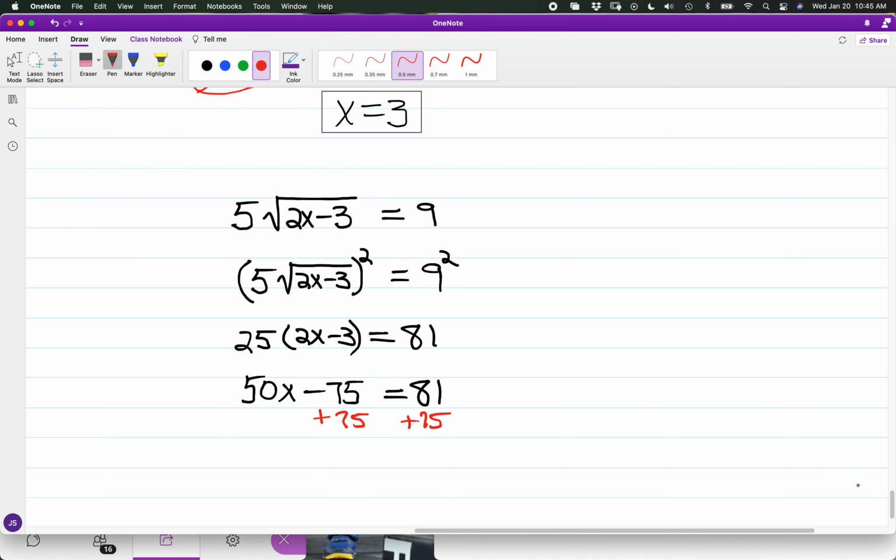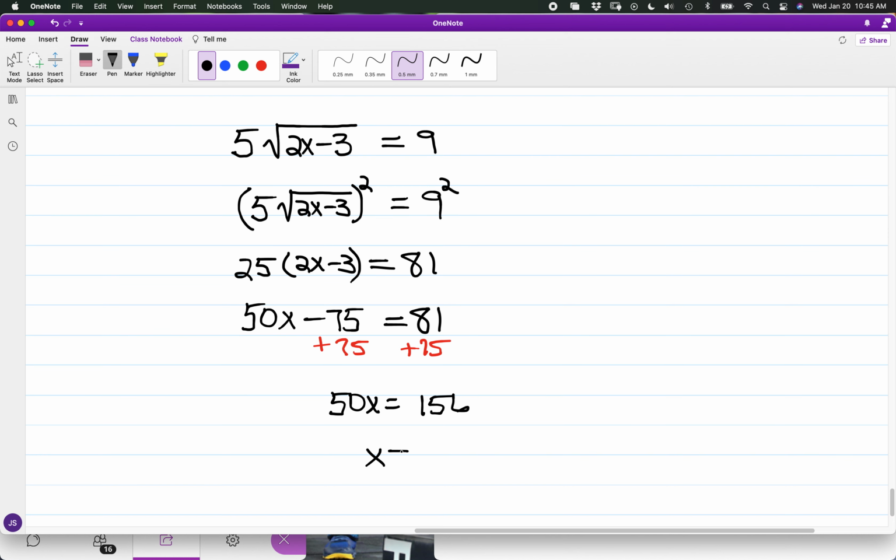And so looking at what we have now, we have 50x is equal to 81 plus 75, so this will be 156. With division by 50, we have that x is equal to 156 over 50. And since we have a ratio of even numbers, that can be reduced all the way down to, let's see, 78 over 25.